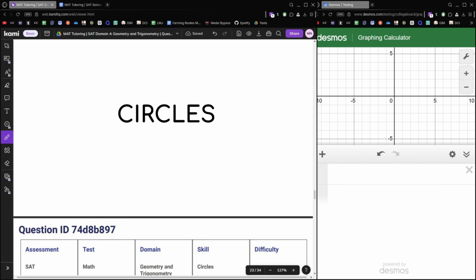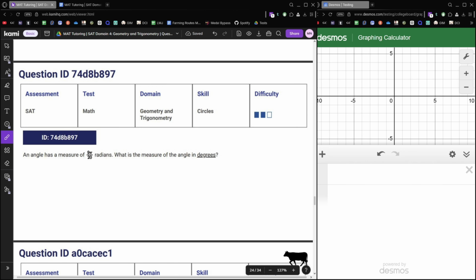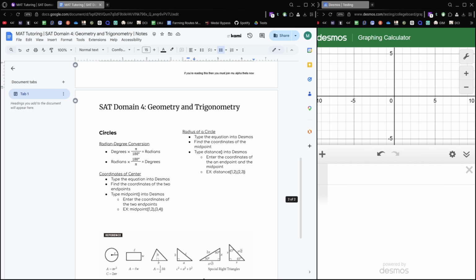Now we're moving on into our last topic. Let's get started with slide number 24. They give us the measure of an angle in radians and want us to convert it to degrees. If we take a quick look at the notes, here is the radian degree conversion. Now you actually don't need to memorize this if you don't want to. All you need to remember is that 180 degrees is equal to 1 pi.